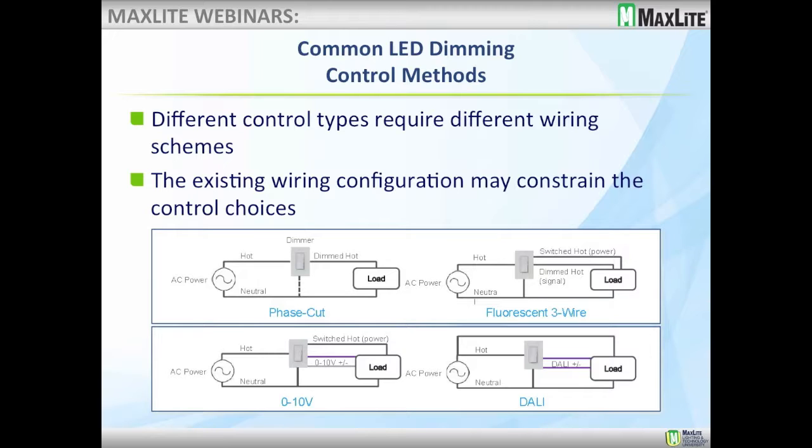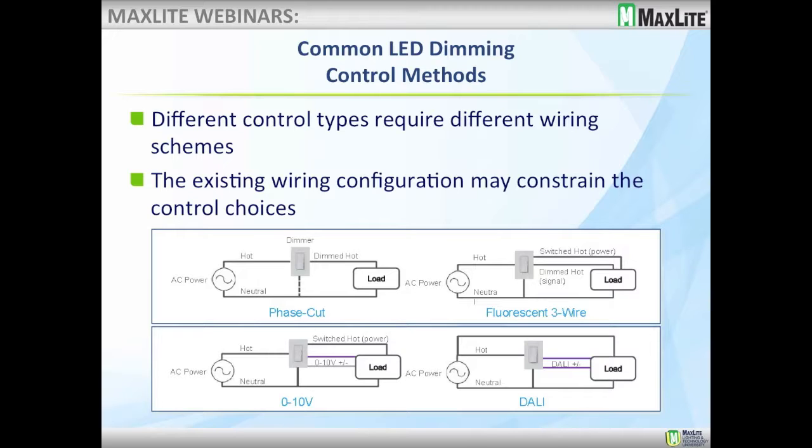However, for performance purposes, 0 to 10 volt dimming tends to work better with LEDs. The dimming is smoother, less chance of flicker, things like that. So if you're fortunate enough to have a situation where either you've got the 4 wires already running in your installation, or you have a new construction situation or an easy wiring situation where you can add the control wiring, 0 to 10 volt is usually a better performing system.